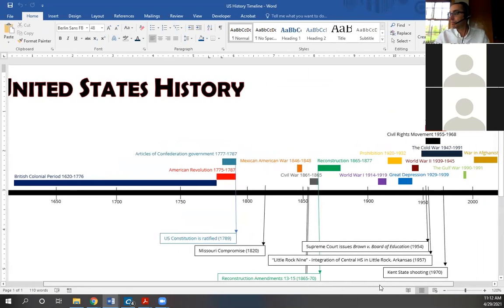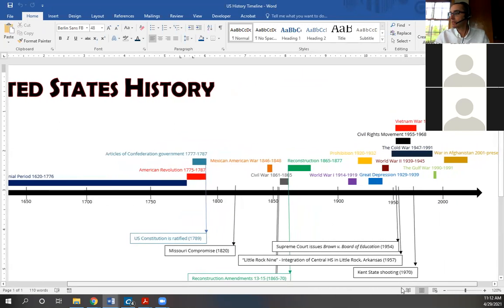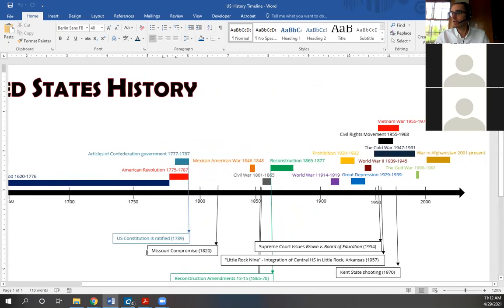Just your basic American stuff timeline. We have the colonial period, the American Revolution in red, the Civil War in gray, and then the green is Reconstruction. So the 1920s, let's say, is right around here. It's between World War One and World War Two. World War One was 1914 to 1919, so you're coming just after the end of World War One.